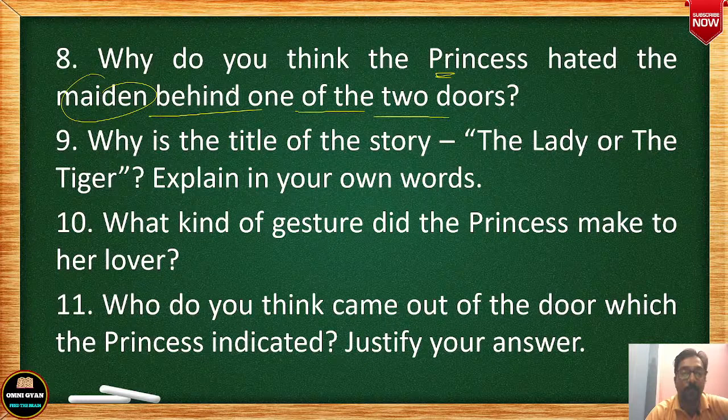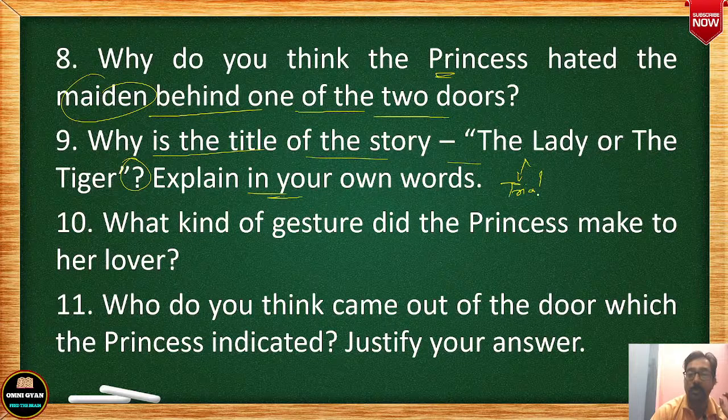Why is the title of the story The Lady or the Tiger, with a question mark? It is because the entire story is based on the trial process. The entire trial process is based on whether it is the lady or the tiger. And finally, the title can be justified through the trial of the courtier. The story does not end in the conventional way, where there's a conclusion. There's no ending of the story. The readers have to decide whether it is the lady or the tiger. It is left with us to decide. That is why there's a question mark after the title. Okay. What kind of gesture did the princess make to her lover?